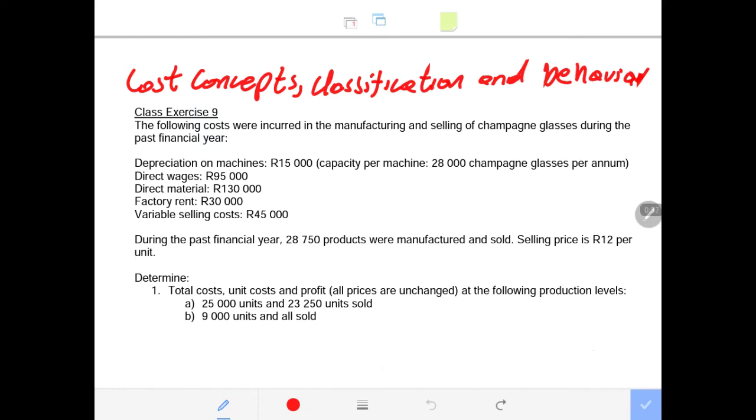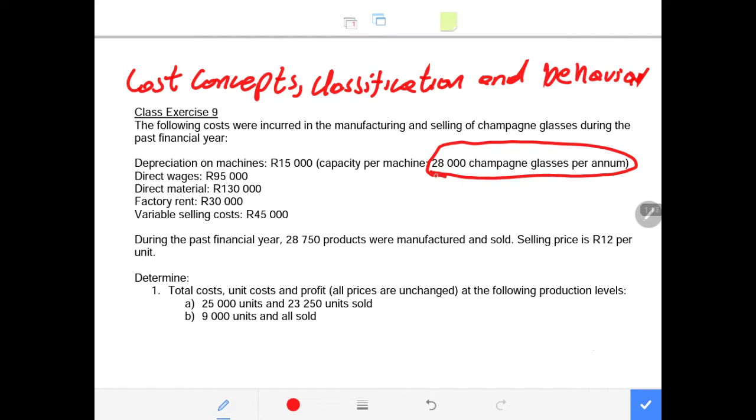And the following costs were incurred, being depreciation on machines. Highlight that it's not one machine, it's machines. 15,000 rands was incurred. And the capacity per machine is 28,000 champagne glasses per annum. So if it's 28,000 champagne glasses, that means the machine cannot produce more than 28,000 units in a period of a year. That is the limit for one machine.